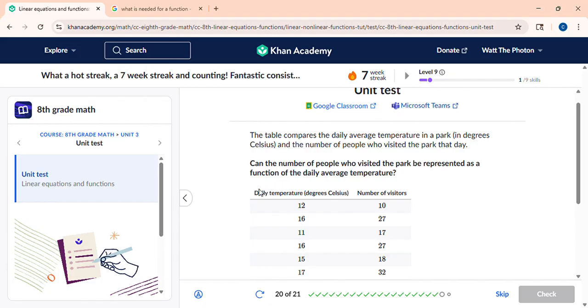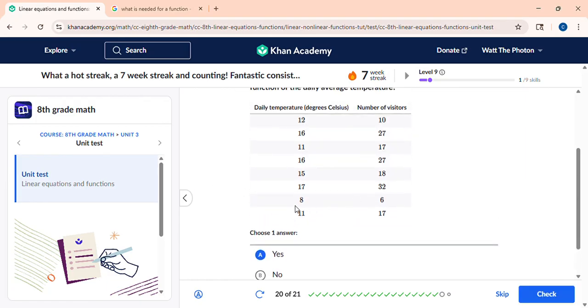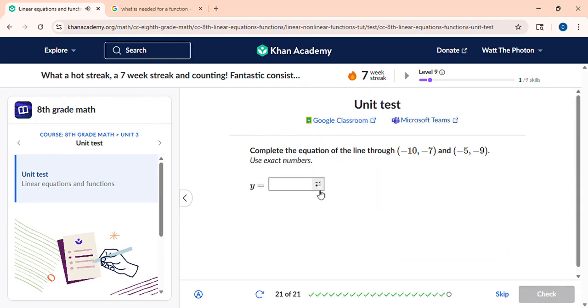So I think that's true, because none of these cancel, right? We have 11, 17, 11, 17, 16, 27, 16, 27. I think so. Yay.